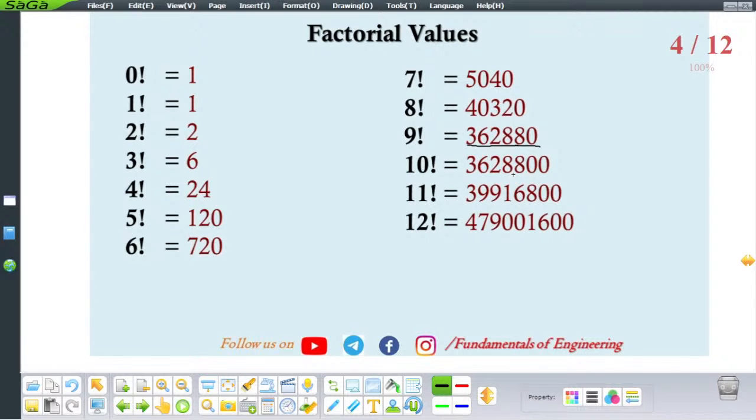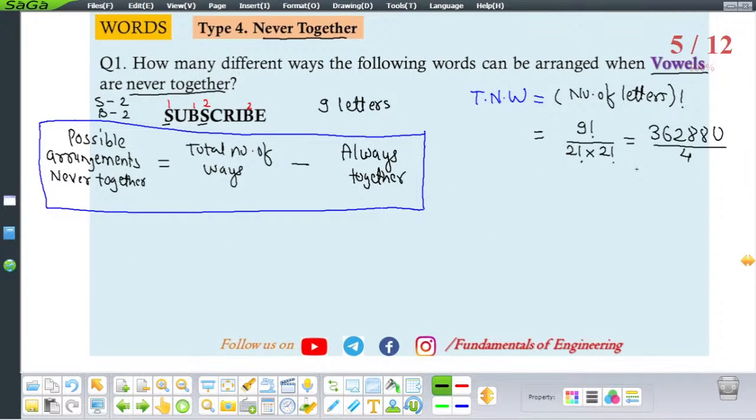362880 divided by 2 factorial, whose value is 2. 2 into 2 is 4. So we are getting the answer for the total number of ways. If you divide with that, how much? 90720. You have to divide with the 4. 4 9s are 36, 4 2 0. 7 4s are 28 and 4 2s are 8. 90720. That is the total number of ways.